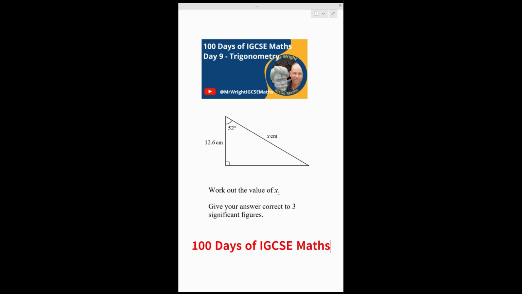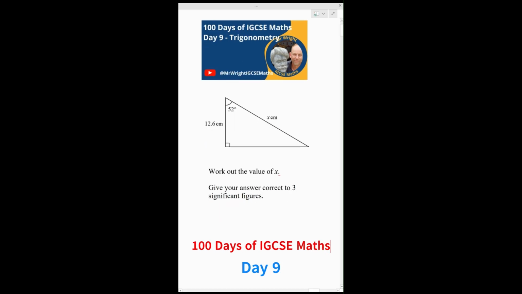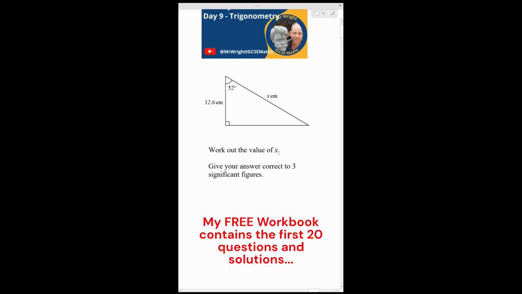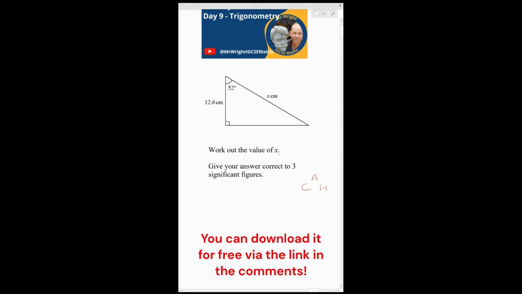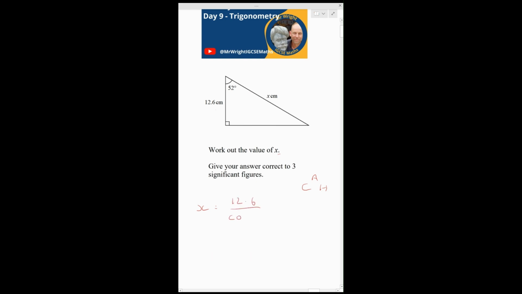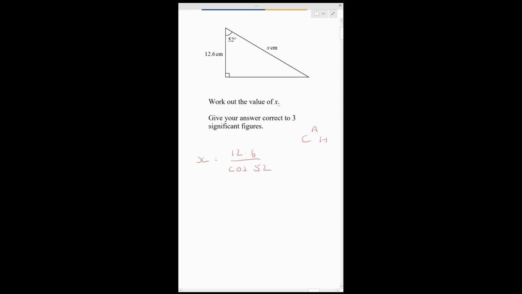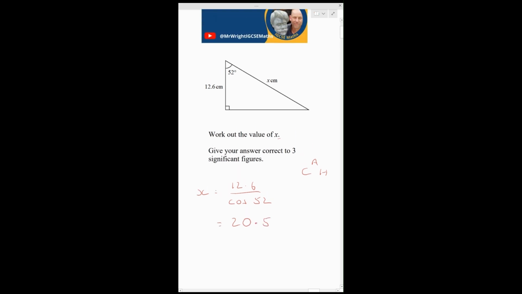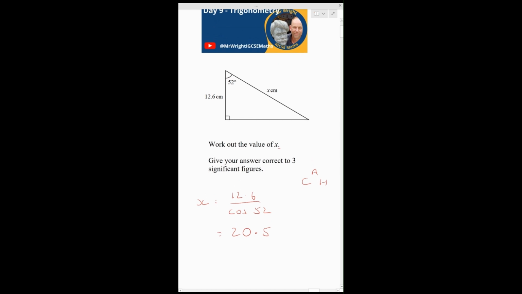Now's your chance to pause. Right, in this question, I'm going to use cos, and I'm finding the length of the hypotenuse. So x, the hypotenuse, is going to be the adjacent divided by cos 52. Work that out on your calculator, give your answer to 3 significant figures, and you should get 20.5 centimetres to 3 significant figures.